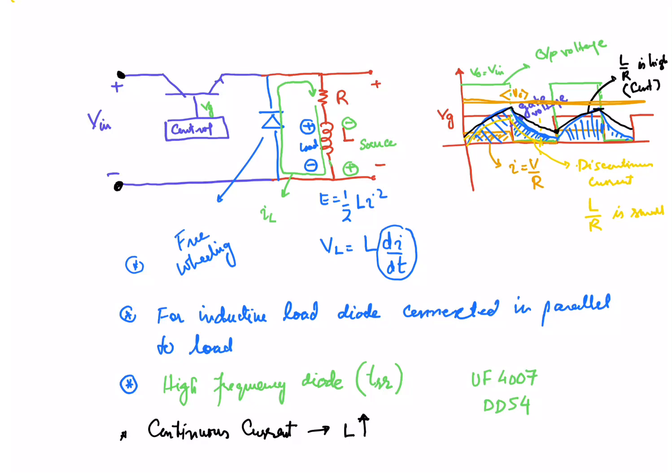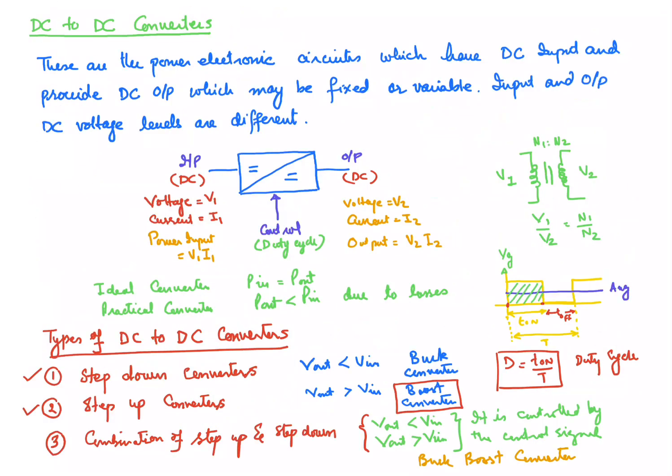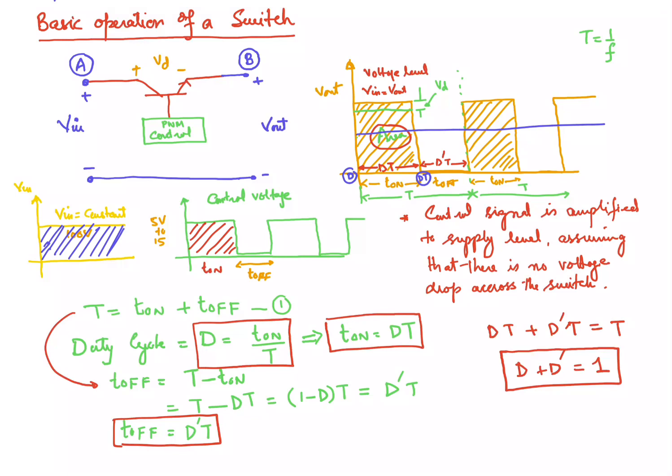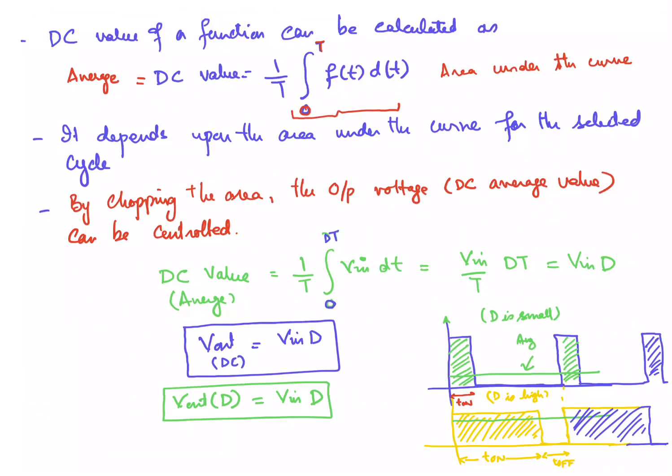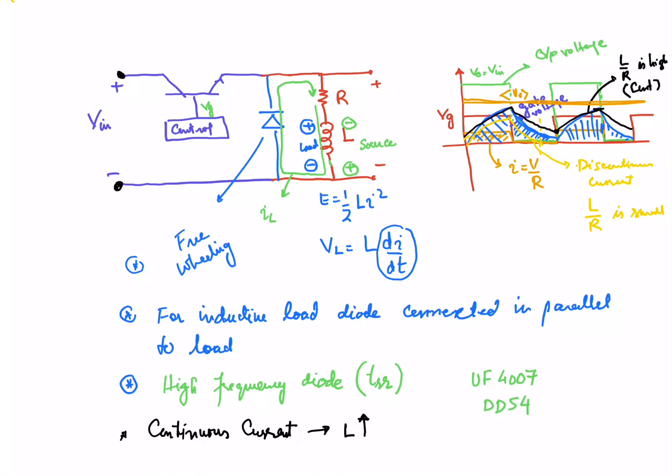So if I summarize this video, we have seen in detail the operation of the DC to DC converter, basic DC to DC converter, which consists of a switch. We have discussed the basics of the converter circuit, types of the converter circuits, basic operation of a switch, and we have calculated the DC voltage. We have defined the duty cycle, and then we have seen the operation of this chopper circuit with the inductive load. And in upcoming videos, we will see more in detail how we can analyze and design these chopper circuits.